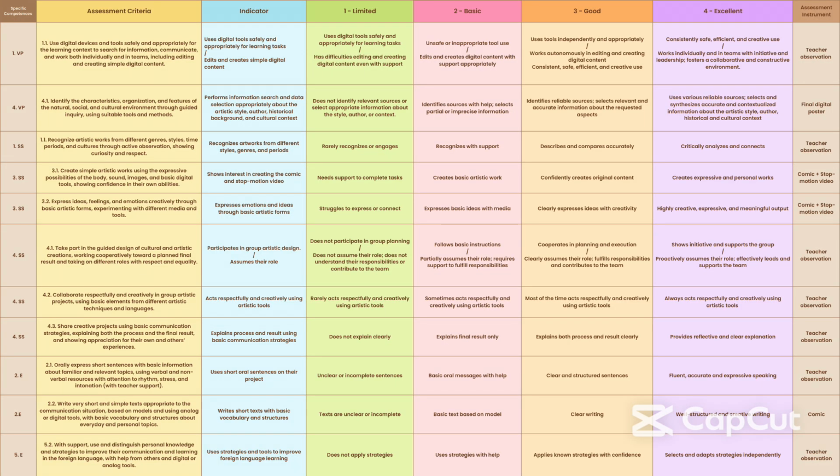To evaluate the project fairly and effectively, I created an assessment plan aligned with the curriculum in visual arts, social sciences, and English. It includes both formative and summative assessment, focusing on the creative process and also the final products. I will use the 4 tools you can see in the last column. Teacher observation to monitor participation and collaboration, comic to assess creativity and written English, stop motion video to evaluate planning, teamwork and digital expression, and final digital poster to check visual communication and content integration. All of this is guided by a clear rubric based on the 11 assessment criteria I have selected.